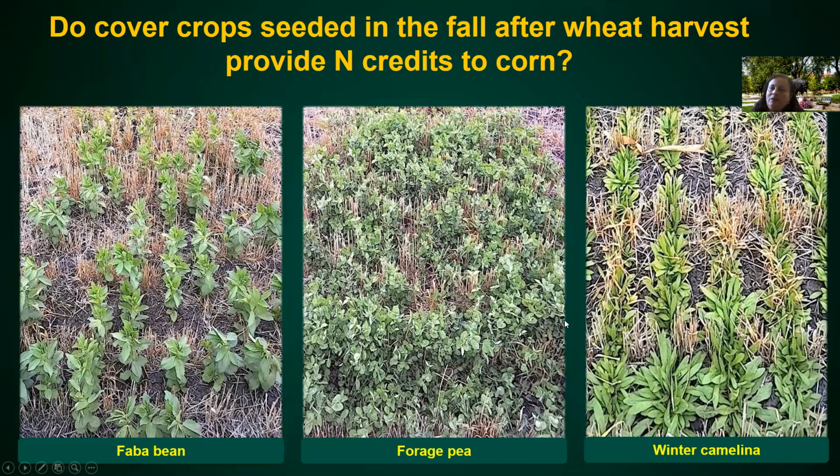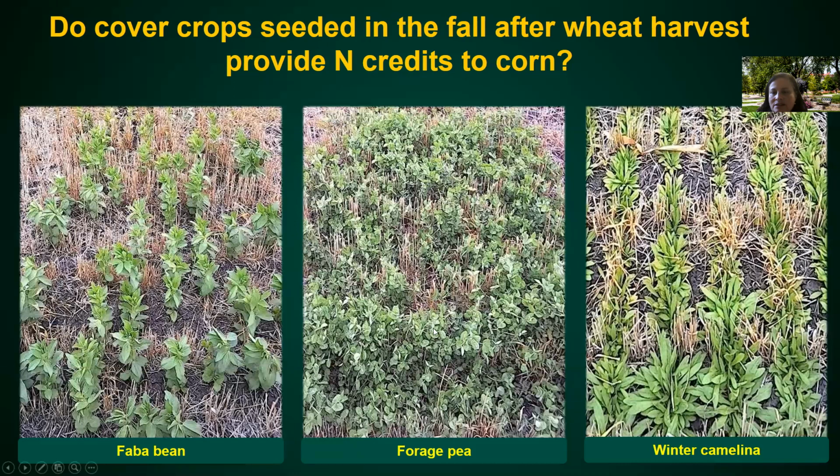So we've done a lot of research measuring how much nitrogen we have in the biomass of cover crops in the fall. But about 3 years ago, we started thinking, okay, now we need to know where this nitrogen is going. Is it going to the corn? Is it going to the sugar beets? So I'll show you some of the data from this research, where we evaluated several cover crops to see if the nitrogen that we see in the fall is actually being taken up by the corn.